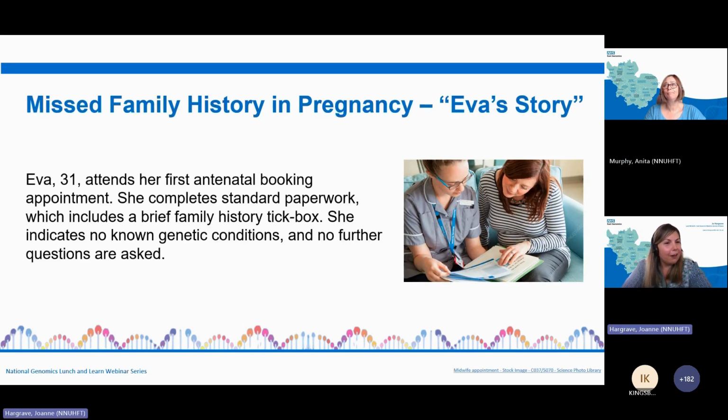So then our final case, Eva's story. Eva, 31, attends her first antenatal booking appointment. She completes a standard paperwork, which includes a brief family history tick box. She indicates no known genetic conditions and no further questions are asked.